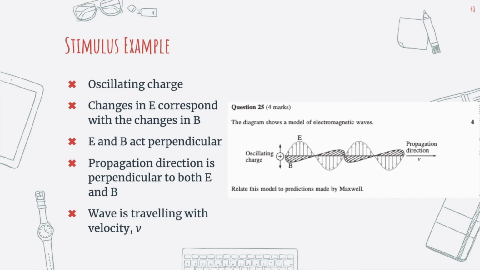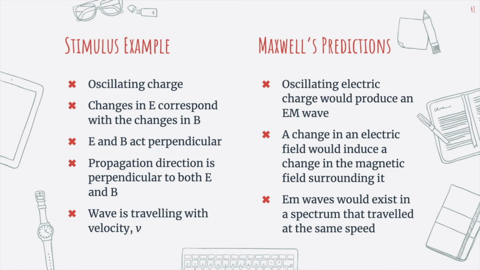We can also see that the changes in the electric field that are occurring correspond with the changes in the magnetic field. So when the electric field is reaching its maximum displacement, the magnetic field is too reaching its maximum displacement. We see that the electric field and the magnetic field are acting perpendicular to each other, and that the propagation direction is perpendicular to both of these as well. Finally, on the right-hand side, we can see that the wave is traveling with a velocity denoted by the letter V. So, how does this match up with the syllabus?